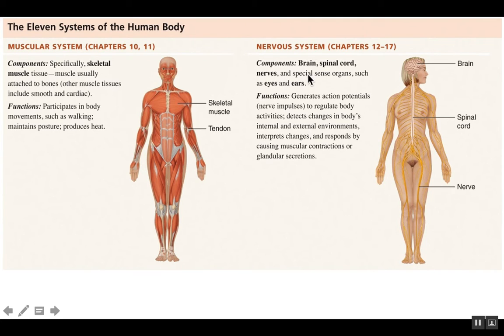The nervous system: brain, spinal cord, nerves, as well as special sense organs like eyes, ears. It generates nerve impulses we call action potentials, detects changes in the body's internal and external environments, and interprets this information in order to make changes and maintain homeostasis. Those are the organ systems we do in A&P1.